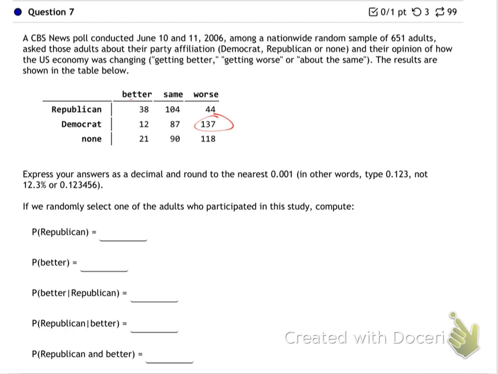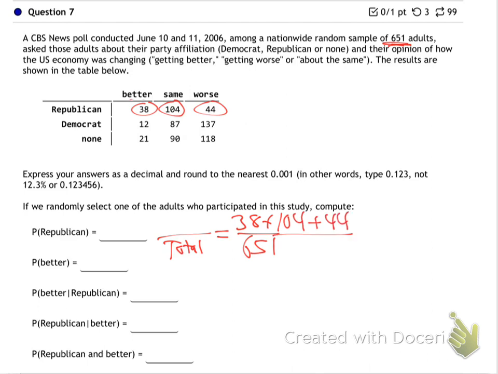Okay, so with that information, and we have the total, 651. What's the chance they're Republican, if we just grab somebody random, nothing given here? The bottom's going to be the total, which is the 651. So how many Republicans? They didn't give me totals, did they? I've got to add all those up: 38 plus 104 plus 44, and just whatever the calculator says. Good so far?